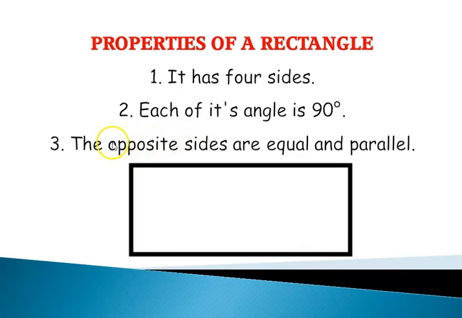Alright, so the next property says the opposite sides are equal and parallel. What do we mean by the opposite sides? These sides facing each other. They are equal and parallel. The same thing with this. They are equal and parallel. So if I say this is 5 centimeters, it simply means this is also 5 centimeters. If I say this is 2 centimeters, it also means that this is 2 centimeters. So these are the properties of a rectangle.